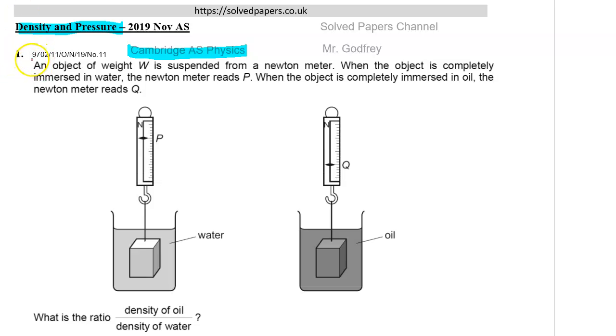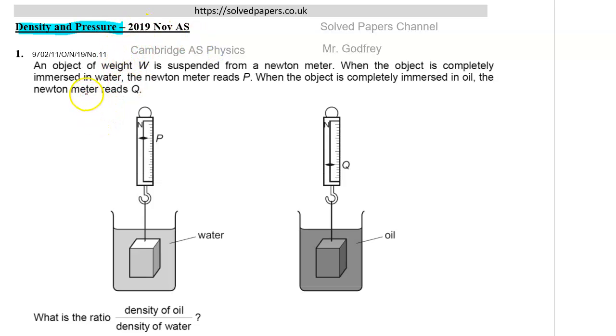This is how you will be able to identify from what paper and what number the question that we are tackling here is from. This is 9702, the code for physics A level. The paper that you are doing is paper 1-1. This is question number 11, November 2019. So if you need to refer, use this to be able to know which question we are tackling.